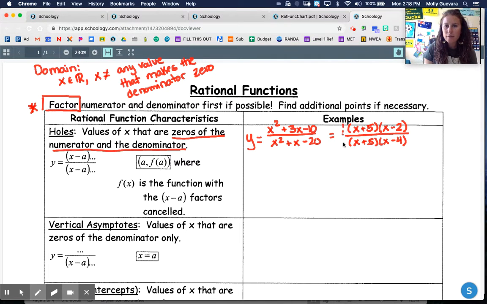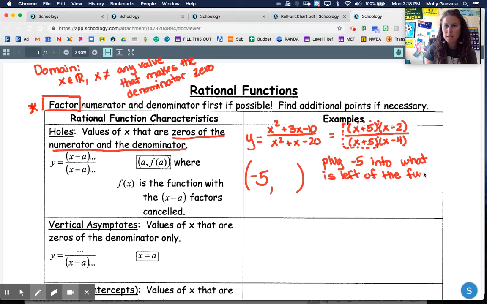Since I have x plus 5 over x plus 5, I have negative 5 as a 0 of the top, and I have negative 5 as a 0 of the bottom. So that tells me that there's a hole. And the hole is going to be at negative 5, comma something. We don't know what that something is. So what we're going to do is plug negative 5 into what is left of the function.